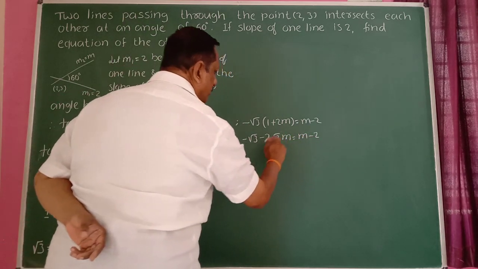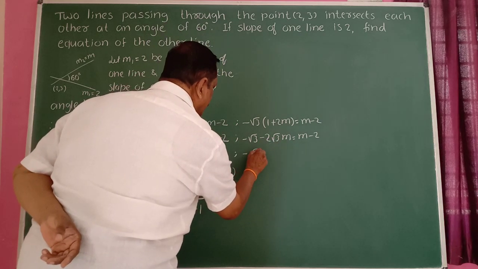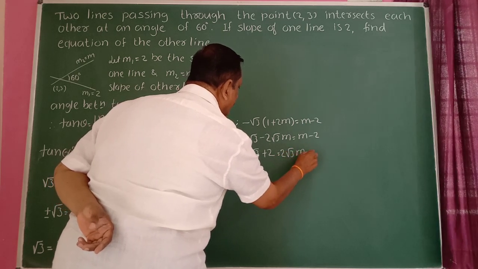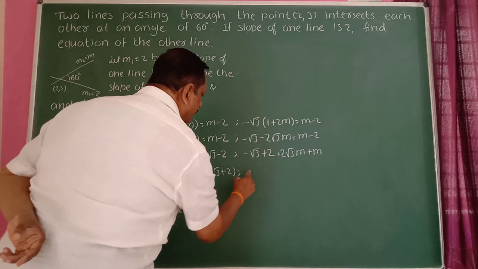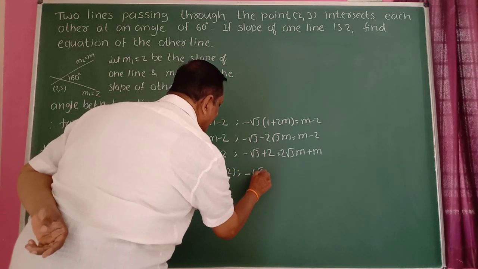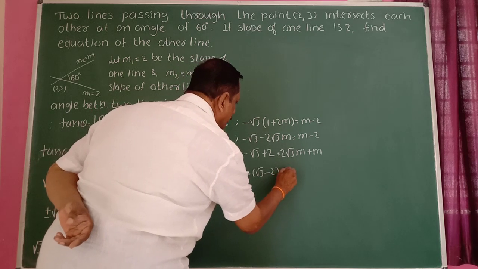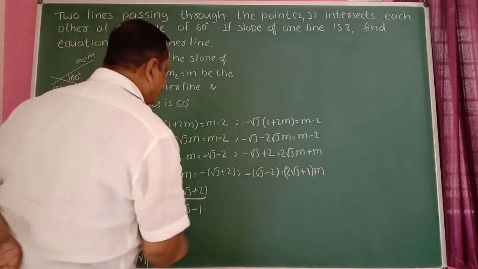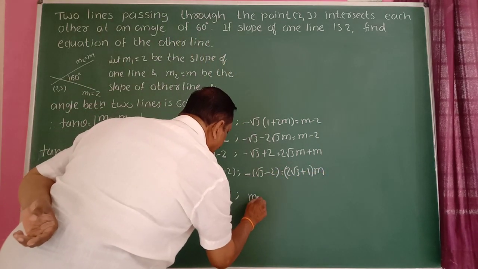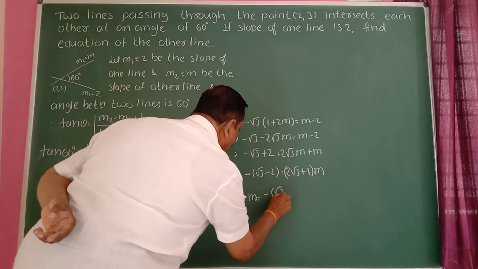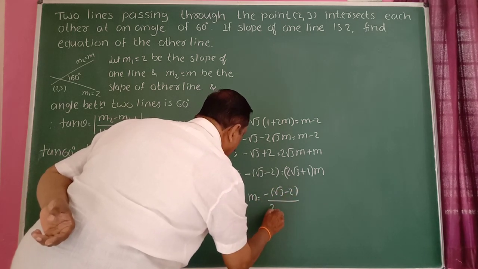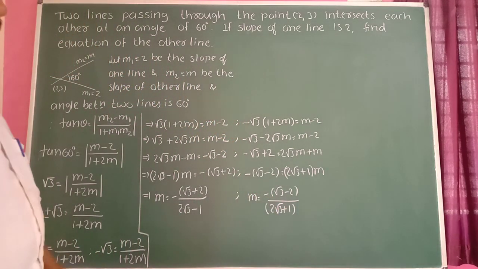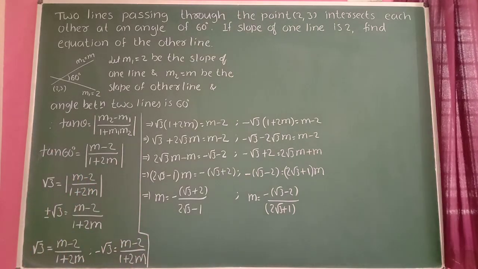Take minus 2 to this side and this term to that side: minus root 3 plus 2 is equal to 2 root 3 m plus m. Then take the minus common factor: root 3 minus 2 is equal to 2 root 3 plus 1 into m. And cross multiplying, we get m is equal to minus root 3 minus 2 divided by 2 root 3 plus 1. Therefore, there are 2 m values here.